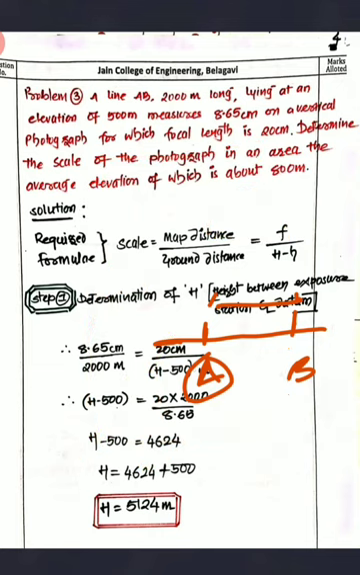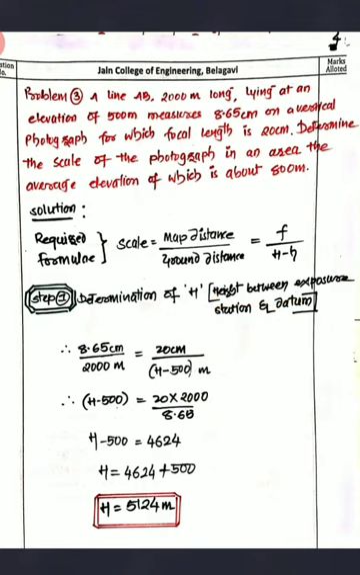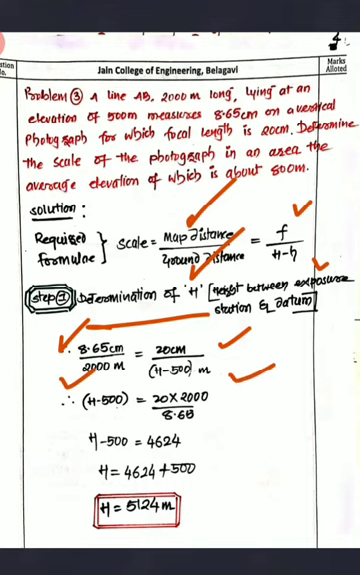Now what will be the required formula? We know the scale formula. They have asked scale. What is scale? Scale is map distance divided by ground distance, that is nothing but equal to f divided by capital H minus small h. So you are supposed to determine the capital H. I am going to equate the map distance divided by ground distance to f divided by capital H minus small h. I don't know the capital H, so I'll keep that as H.